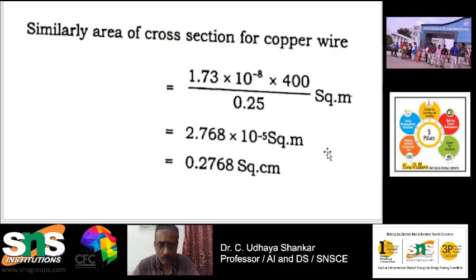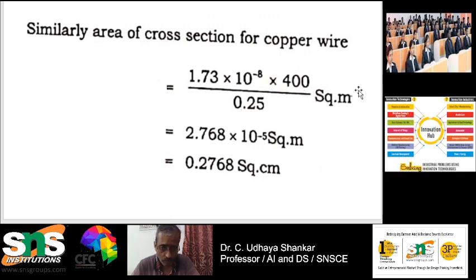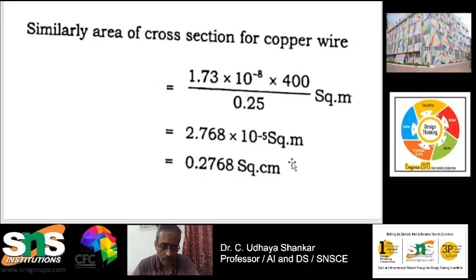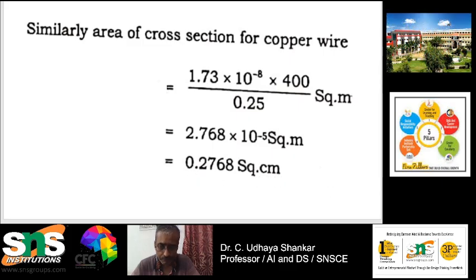So similarly, if you want to find the area of cross section of the copper wire, it is nothing but 1.73 into 10 power minus 8 into 400 divided by 0.25. So again, I will be getting the answer as 2.768 into 10 power minus 5 square meter, and if I convert into square centimeter, because you want to multiply it by 10 power 4, you will be getting 0.2768 square centimeter. So this is how you have got the area of cross section of aluminum wire as well as copper wire.